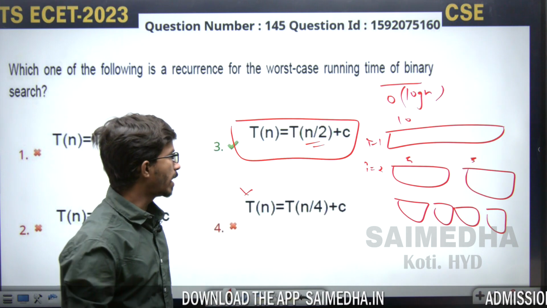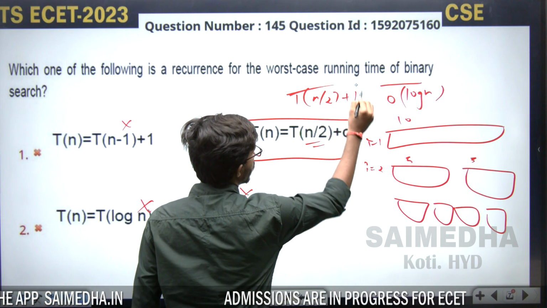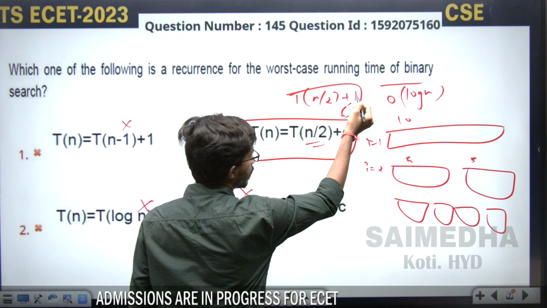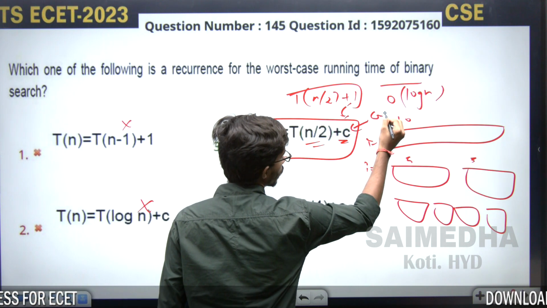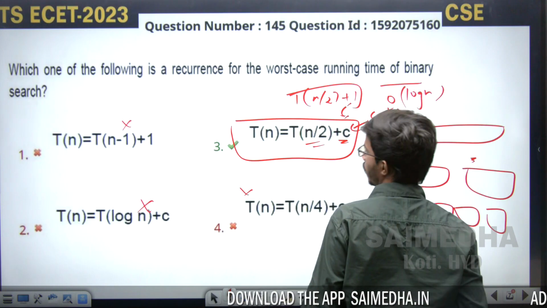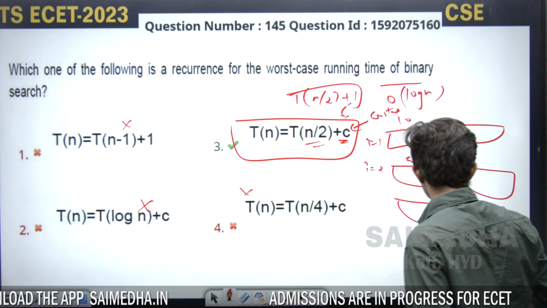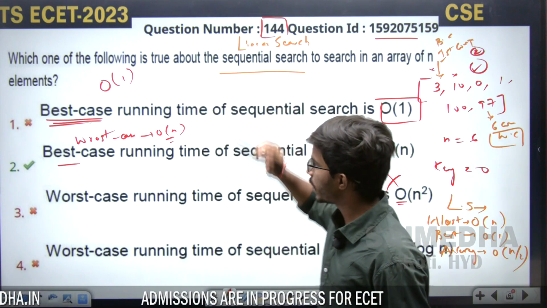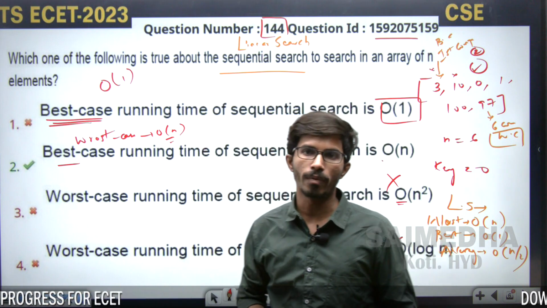So the complexity will be T(n/2) plus 1. The plus 1 is nothing but a constant. In place of plus 1, you can give any constant, C meaning constant. So that's all the questions for data structures. We have one question, just note down question number 144. You can raise an objection. The best case time complexity is big O of 1, not big O of n.